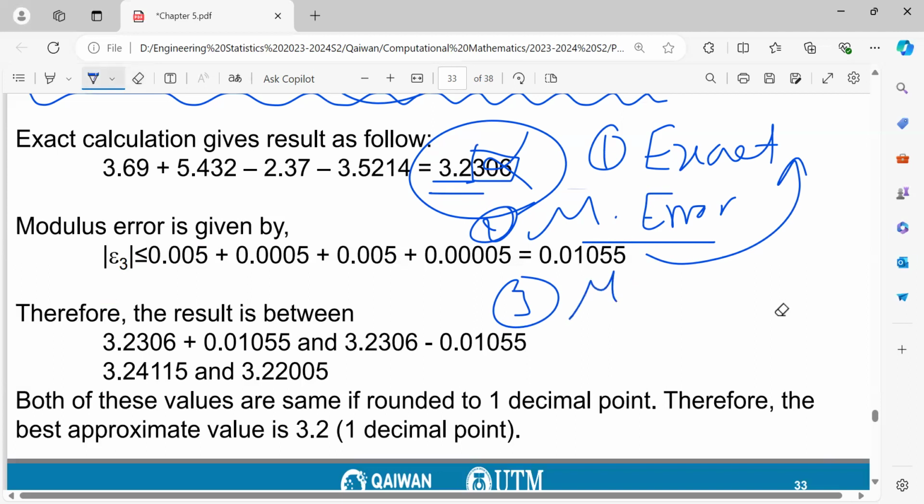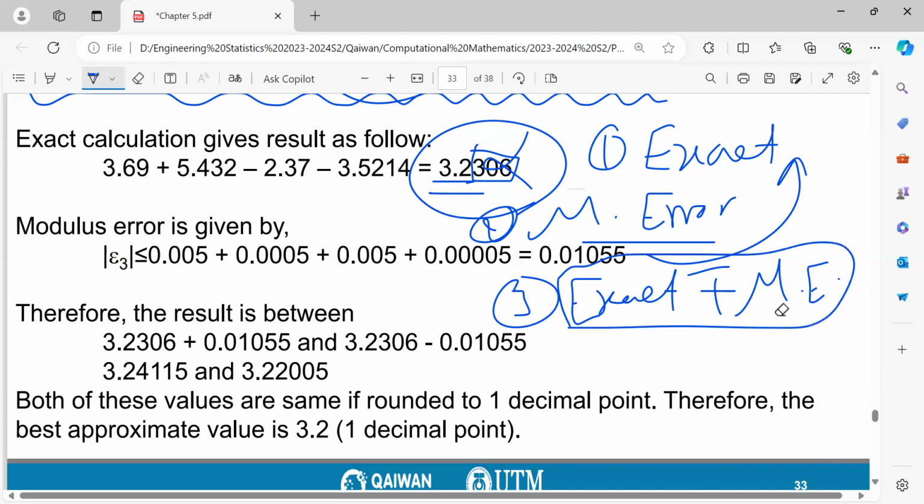Here, modulus error, exact value, plus minus modulus error. And then we decide what's the best approximation for the exact value. By comparing, here we get 2 values. We compare these with the exact value.